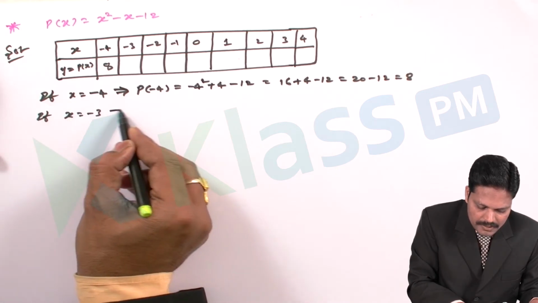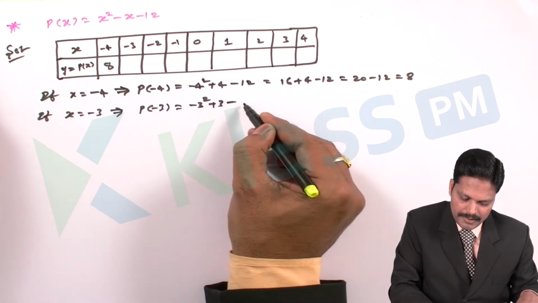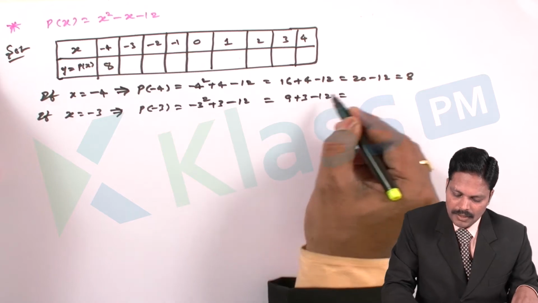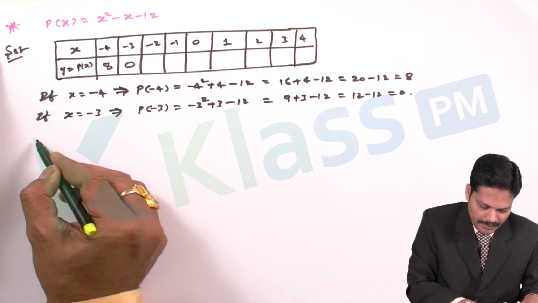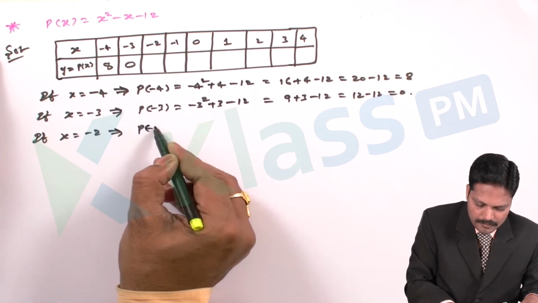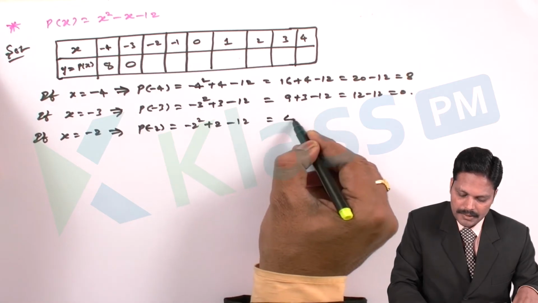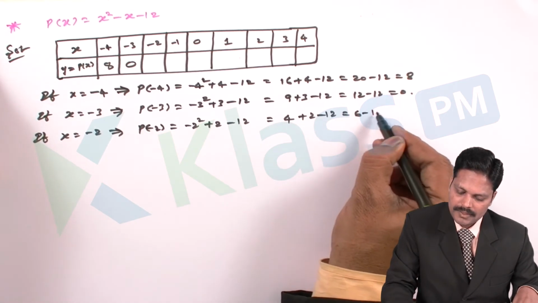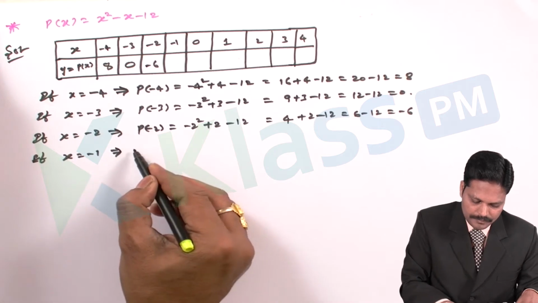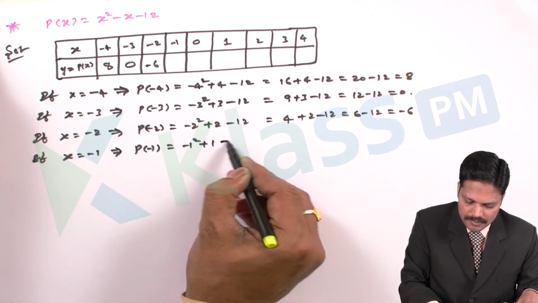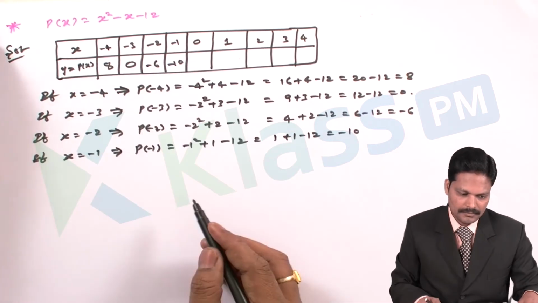And if x is equal to -3, then p of -3 is equal to -3 square, minus into minus plus 3, and -12 we are having. 9 plus 3 minus 12, then we are having 12 minus 12, this is 0. Then we should take the value of y as 0. And if x is equal to -2, then p of -2 is equal to -2 square, plus into minus, plus 2 minus 12, and here 4 plus 2 minus 12, then 6 minus 12 we are having -6. Take this one as -6. And if x is equal to -1, p of -1 is equal to -1 square plus 1 minus 12, and 1 plus 1 minus 12, then we are having -10. The value is here -10.